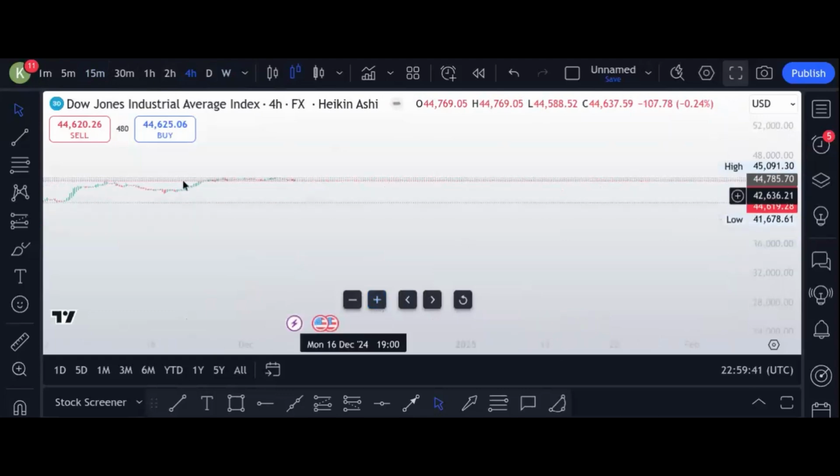Looking for buys, man, on NAS. Price probably hitting all the way up to 46,000, possibly, right? Looking for buys. That's it.